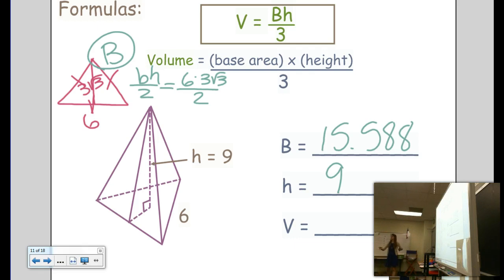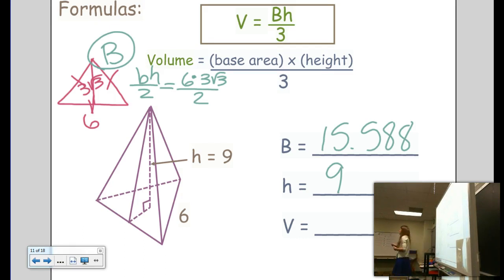I did it differently. Well, you did 6 by 3 root 3 and I did times 9. 3 root 3 is not 9. I times it by 9 and then I divided it by 3. No, 9 is the height of the pyramid. Yeah, but I still got the same thing. Yeah, because 6 divided by 2 is the same as 9 divided by 3.